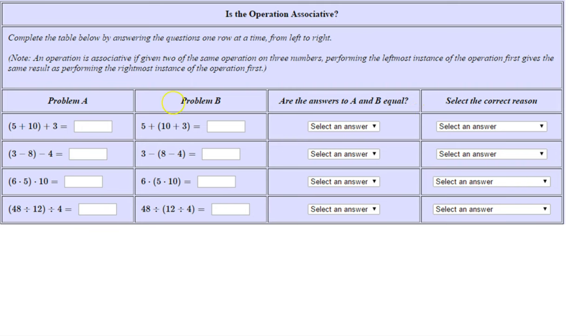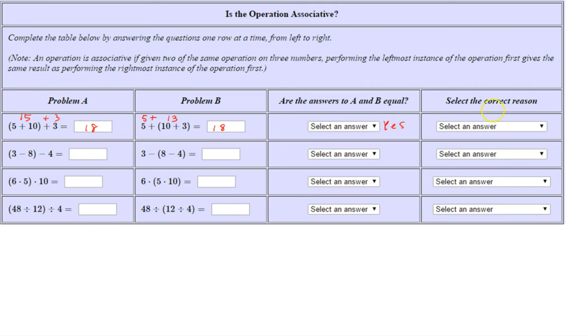Notice we have two problems, and they are addition. And notice here the parentheses are on the first two numbers, and here the parentheses are on the second two numbers. So we're going to compute these and see what the results are. So here, adding 5 and 10 first is 15, and 15 plus 3 is 18. In this problem, we'd need to add 10 and 3 first because it's in parentheses, and 5 plus 13 is 18. Then we're asked if the answers to A and B are equal, and notice they are. So the answer here is yes.